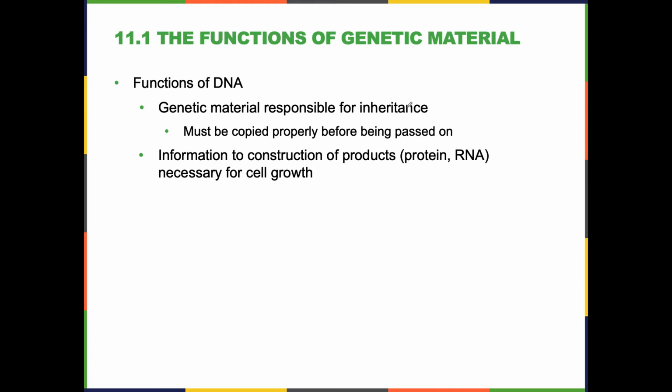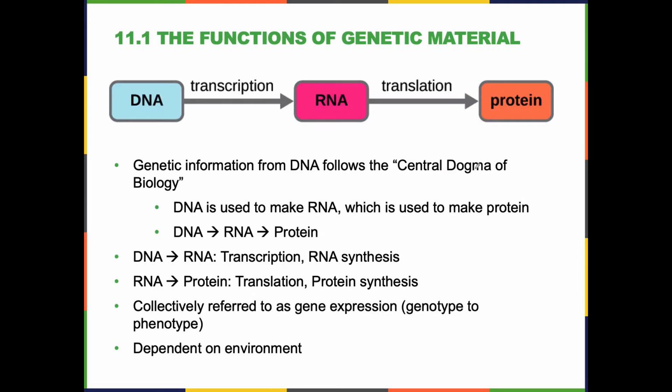But it also carries information to make products, right? And these products, again, typically are protein. That's the most important one for us, but also RNA. And that's very necessary for cell growth. So each cell needs to have this information, right? But then, which then means, of course, we need to have the information, but we also need to copy this information before we divide the cell, okay? So this then leads us to, I guess, our unifying theory of biology, what we call the central dogma of biology.